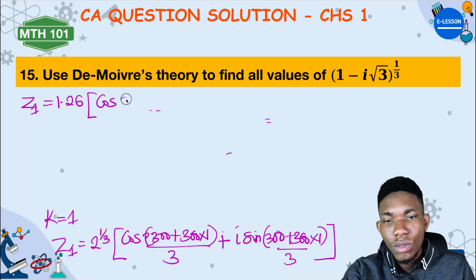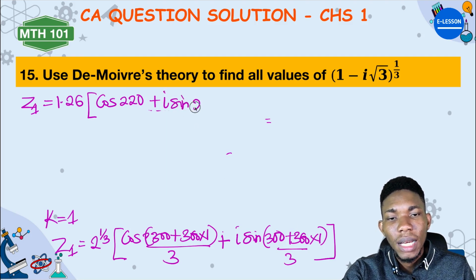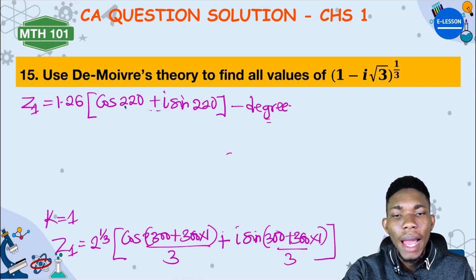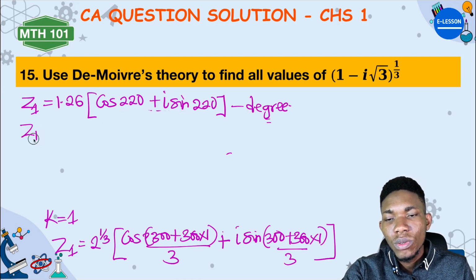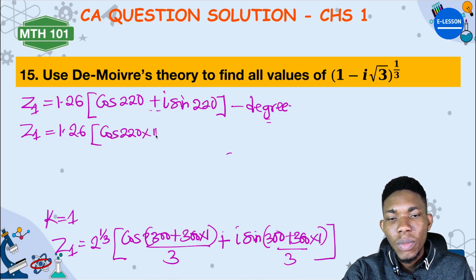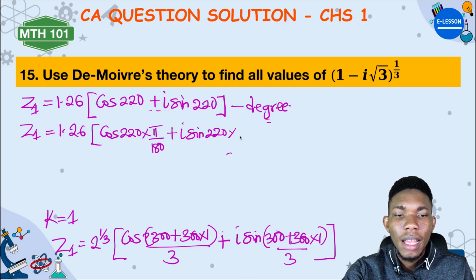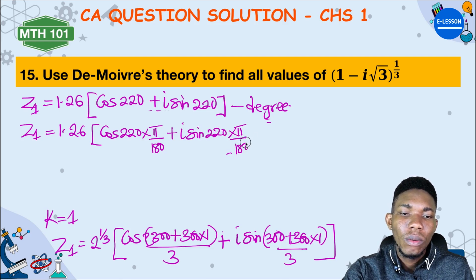That gave us 220. All right, cos 220 plus I sine, this other side will automatically still give us 220. This is in degrees. So to convert it to radian, you multiply by what? Pi over 180. So Z1 will be 1.26 bracket cos 220 times pi over 180 plus I sine 220 times pi over 180.